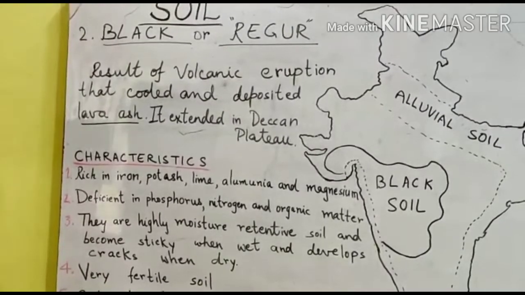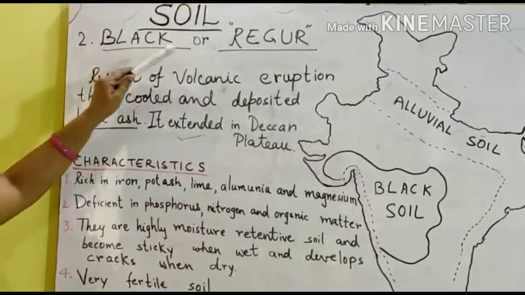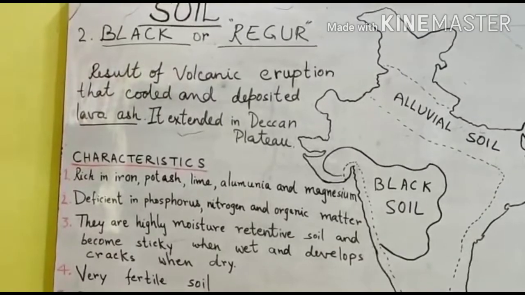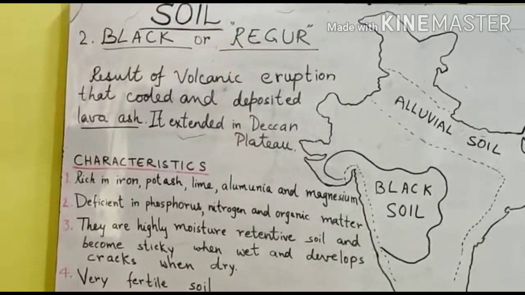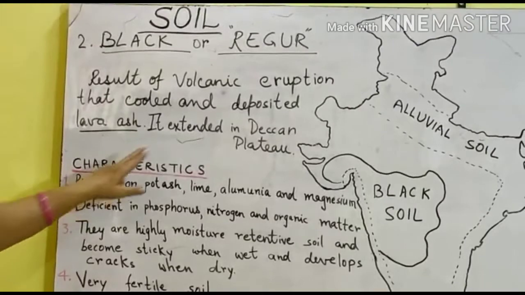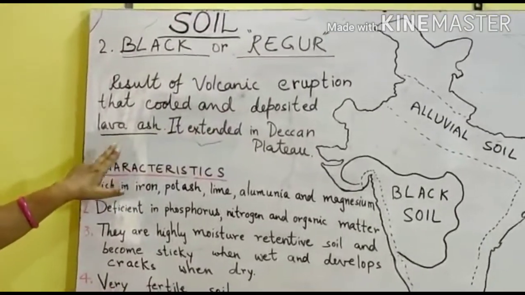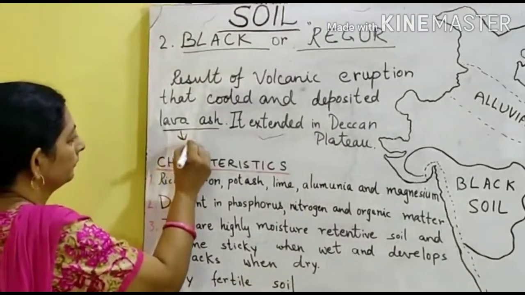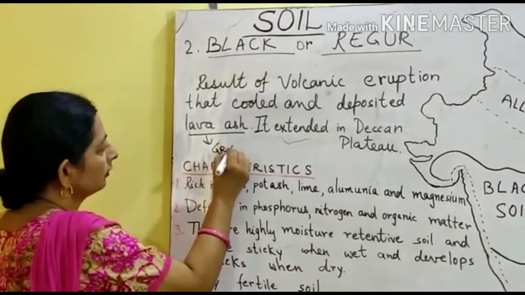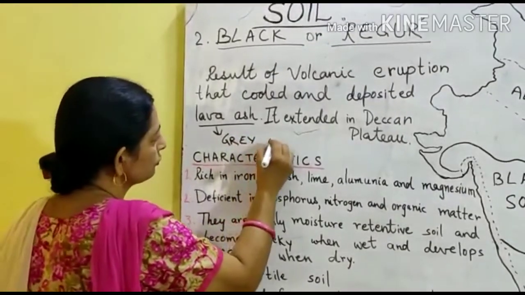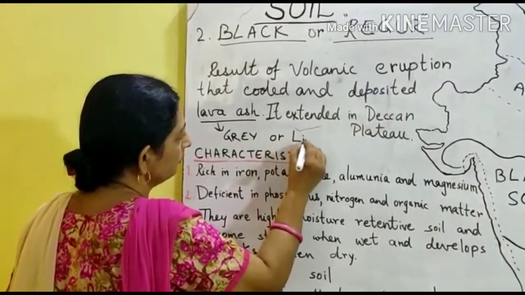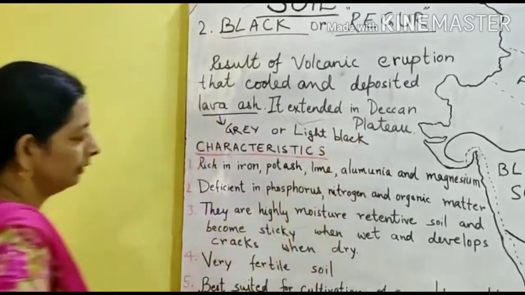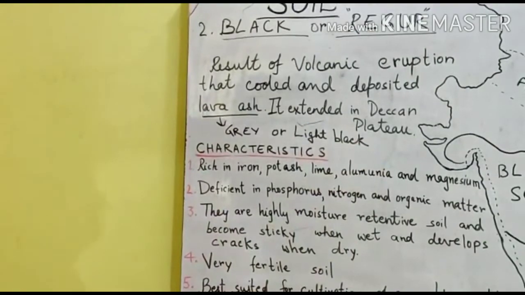Our next soil is black soil. Black soil is also called Regur soil. Thousands of years ago, a volcanic eruption took place and when it cooled down, it deposited lava ash. Now because of this lava ash, the color of the soil is grey, or light black, and this is why it is called black soil.